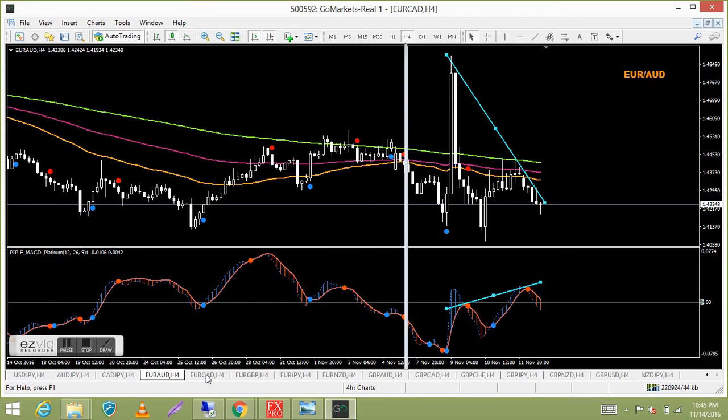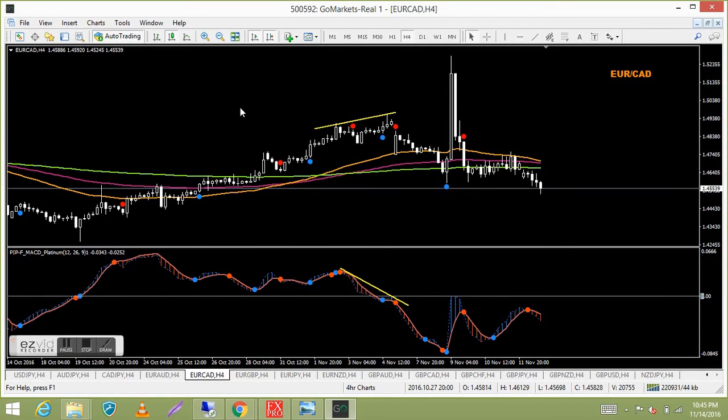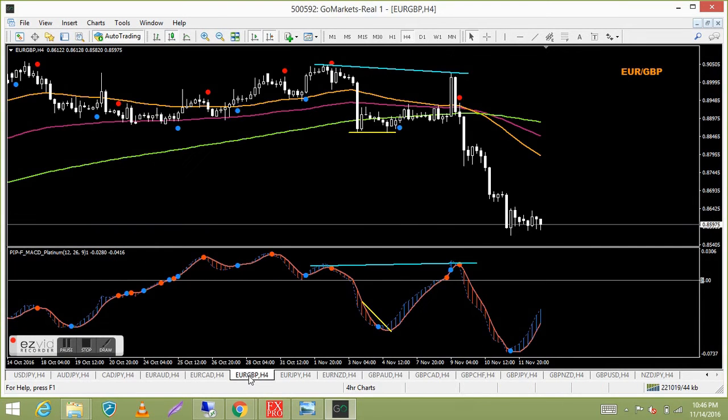These are the 4-hour charts. Euro, Canadian, again, MAs are tight, big candles, heading down. I couldn't really take any sell signal there. It would have been probably not a bad sell, but the MACD Platinum hasn't gone above the zero level, so to me that's not valid for my trading method. Euro pound, big downtrend.